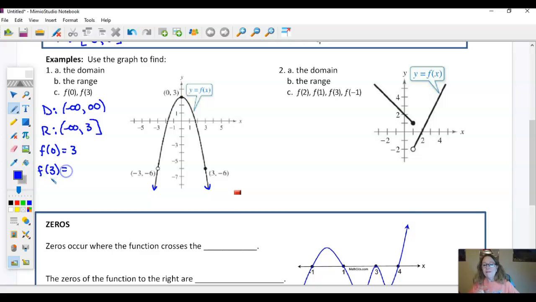And what is the y value when x is 3? So when x is 3, right here, there's our y value of -6.